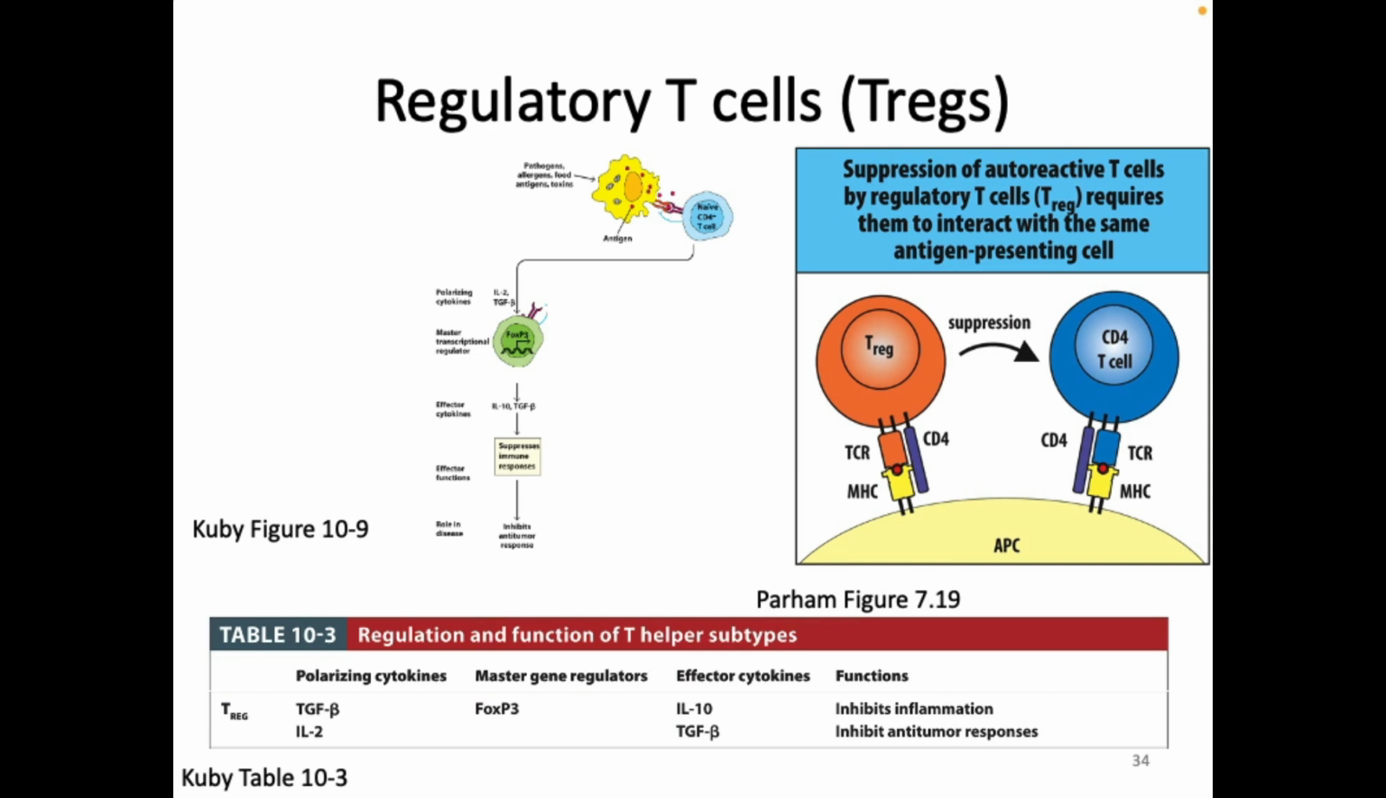The other thing that's important to know about Tregs is that, as I just said, there are two ways you can make Tregs. One of them is through this process that's shown here, where we polarize a naive T cell with TGF beta, we tell it to turn on FOXP3, and then we start making IL-10.